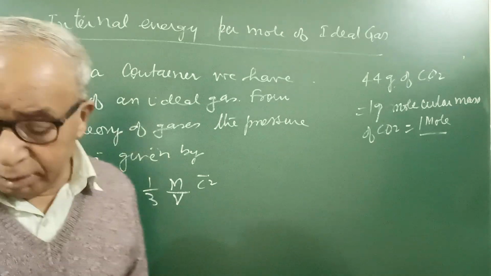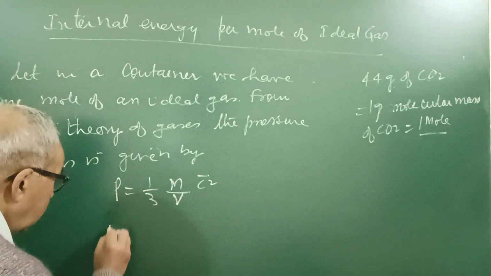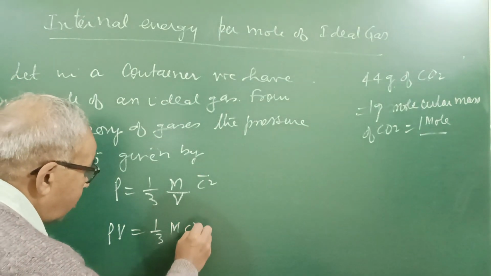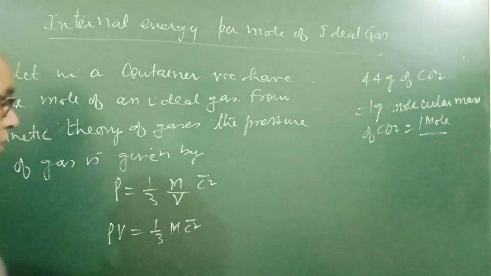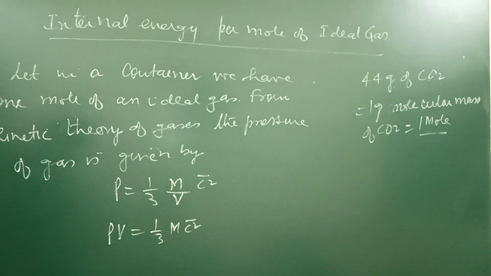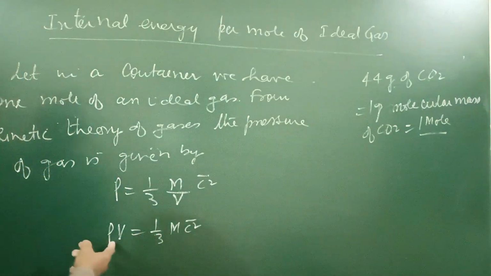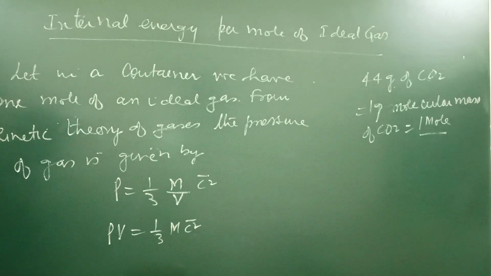Now I have written it clearly for you. Or PV equal to 1 upon 3 m c square bar. Here m is 1 gram molecular mass of the gas. But when you calculate, the mass has to be placed in kilograms.